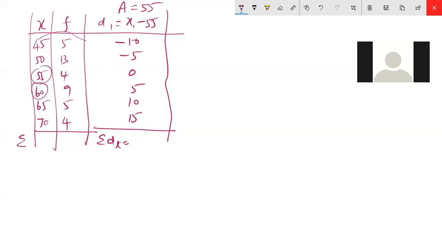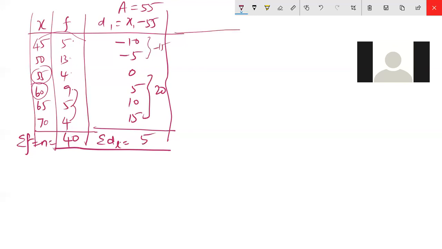N is equal to sigma f, equal to n this time. You can't count 1, 2, 3, 4, 5, 6, so let's count now: 5 plus 13, 18. 18 plus 2, 20. 20 plus 2, 22. 22 plus 9, 31. 31 plus 5, 36. 36 plus 4, 40. Okay, this is 40. Same way, sigma x of I will be, this is 20, this is minus 15. 20 minus 15 is plus 5.